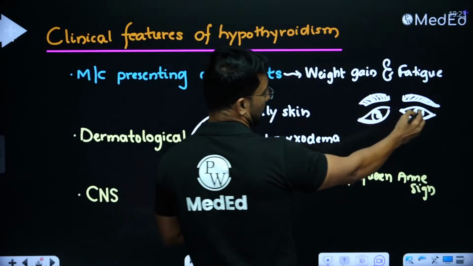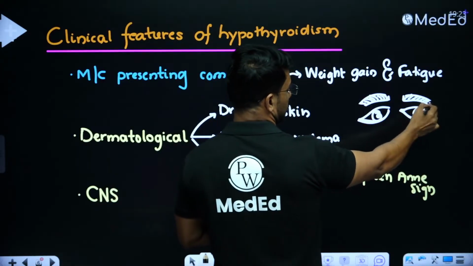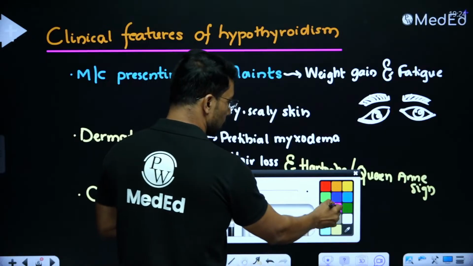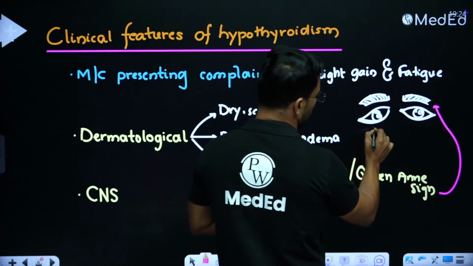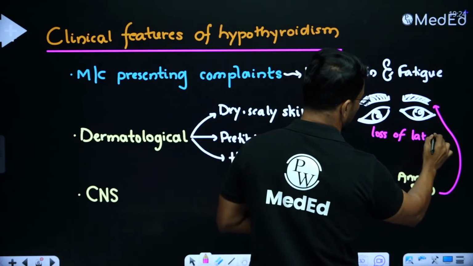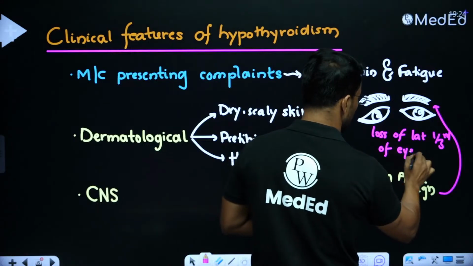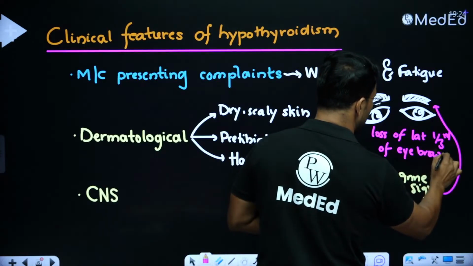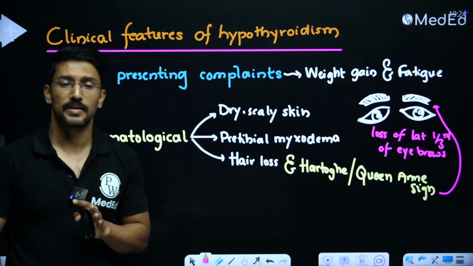तो यहाँ पे जो lateral 1/3 है, that will be lost. So this we call as Queen Anne sign or Hertoghe sign. So what does it refer to? Loss of lateral 1/3 of eyebrows. So in hypothyroidism, there are a lot of named signs which are often asked in bedside discussion, as well as MCQ based and image based questions.